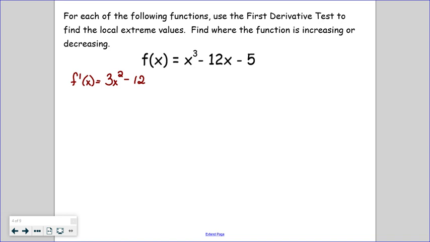Once we've gotten to that derivative, we think through its critical points. And that is, again, always in one of two places: where that derivative equals 0 and where that derivative is undefined.